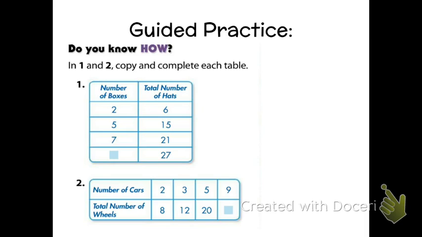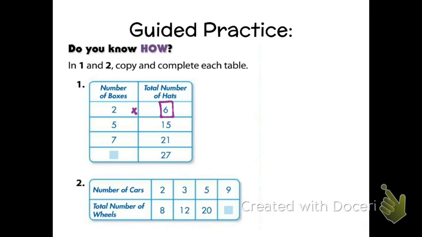Looking at this table, I'm looking at the number of boxes and the total number of hats. Your instructions are to complete numbers 1 and 2, and you must complete each table. Something to help you with this is to always look at the number on the left-hand side, or the first number, to figure out what do I need to do to this number in order to get the number over on this side. While I'm looking at it, I'm going from 2 to 6.